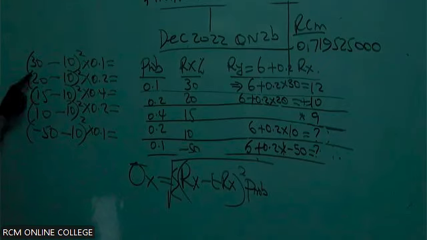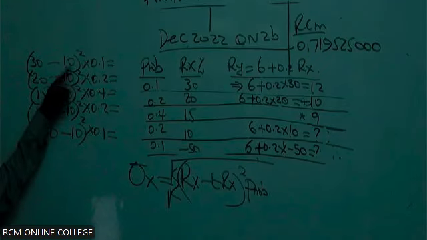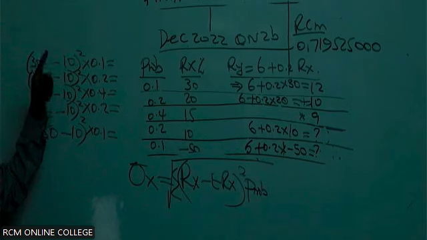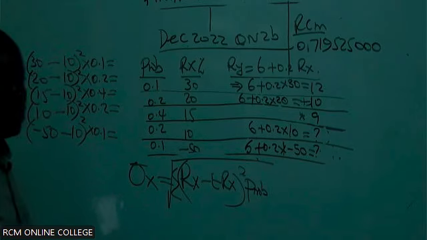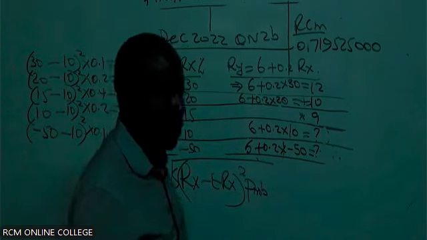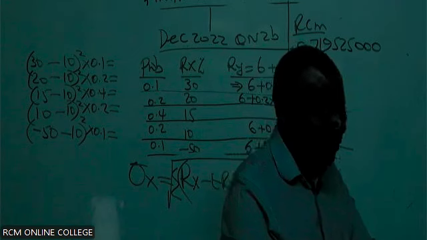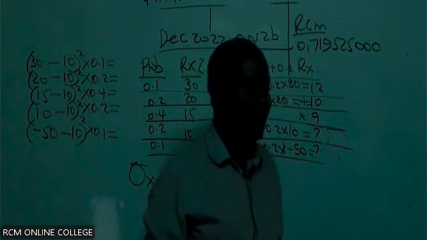So open bracket, we have 30 minus 10, close. Square. And then you say times 0.1. Give me a figure. You give me a figure. Brother, you don't have to draw that in an exam.